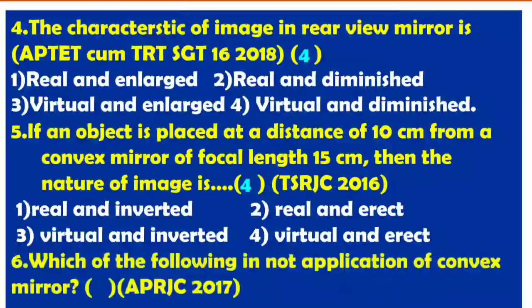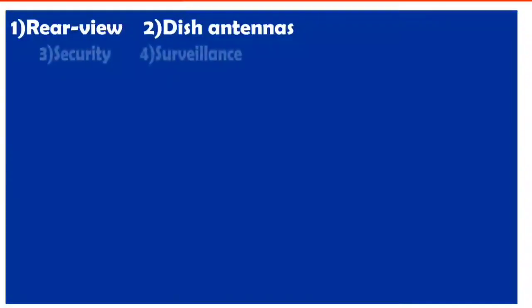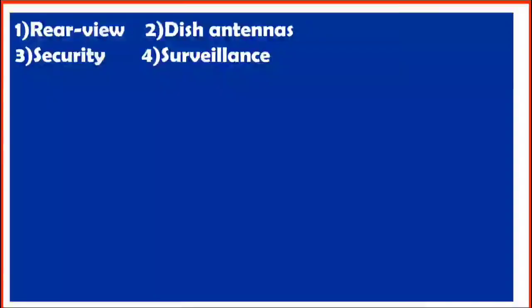Sixth question, which of the following is not application of convex mirror? Here given options are: option 1 rear view mirror, option 2 dish antennas, option 3 security, option 4 surveillance. Convex mirror used as rear view mirror. Convex mirror is used for security and surveillance. But convex mirror didn't used in dish antennas. So correct option is option 2.